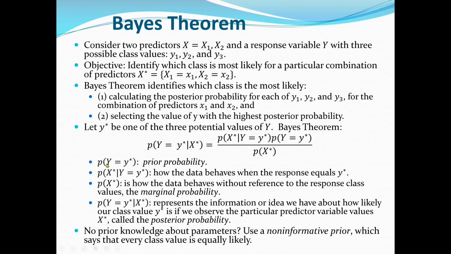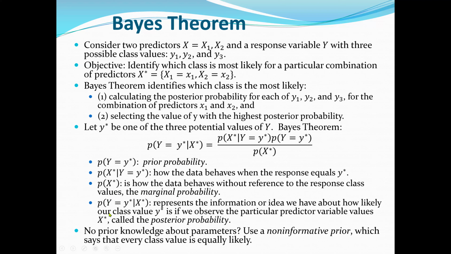So the probability of Y equal to Y star is our prior probability. Then the probability of X star given Y equal to Y star is the conditional probability. Here we see how the data behave when the response variable is Y star. Then the probability of X star is how the data behaves without reference to the response class, because this is the X predictors. So this will be our marginal probability.